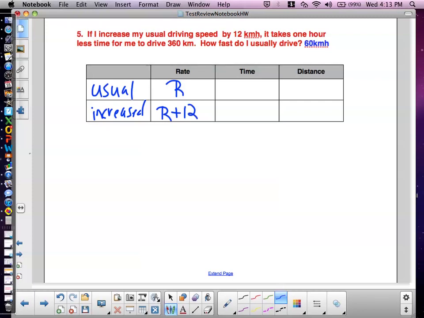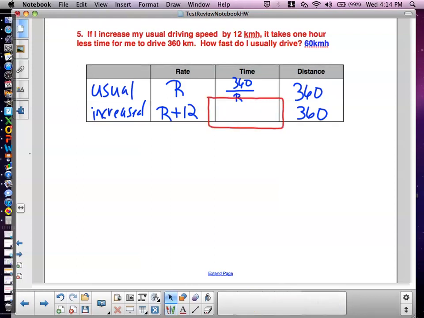It takes me one less hour to drive to work if I could drive faster. My distance to work is 360 kilometers both ways. The challenge comes into the time column, and then in how I set the equation up to solve for R. My usual time could be represented by 360 divided by R. If I save 1 hour, then my challenge becomes expressing this time properly. I'm comparing it to my usual time, which is 360 over R, and if I'm saving 1 hour, it would be my normal time minus 1.